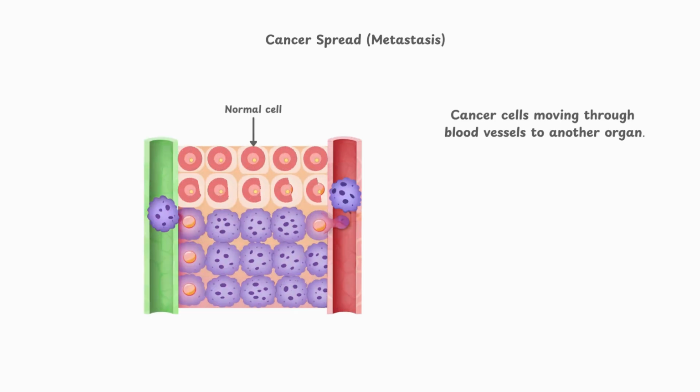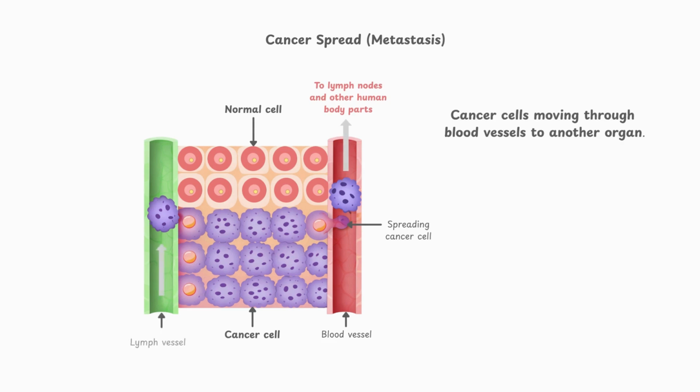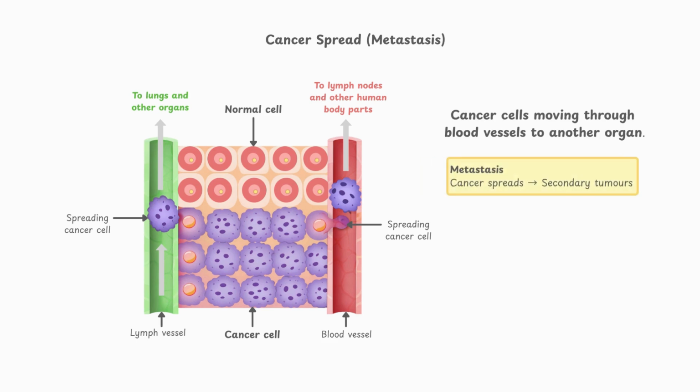Now, let's focus on metastasis and how cancer cells spread to other parts of the body. Metastasis is when cancer cells spread from the original tumor to other areas. Normal cells are the healthy surrounding cells that function properly. Cancer cells are abnormal cells that divide uncontrollably. Some spreading cancer cells break away from the main tumor. These cells can enter a blood vessel. Blood vessels can carry cancer cells to lymph nodes and other parts of the body. Cancer cells can also enter lymph vessels. Lymph vessels can transport cancer cells to the lungs and other organs. Once these cancer cells reach a new location, they may continue dividing. This forms secondary tumors in different organs.